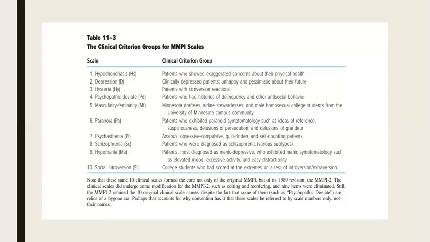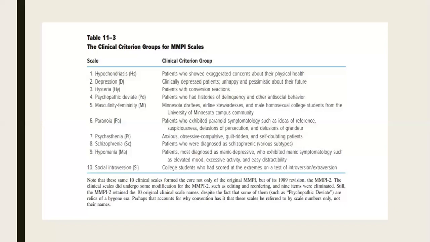And the fourth one is psychopathic. The fifth one is masculinity-femininity: Minnesota draftees, airline pilots, and male homosexual college students from the University of Minnesota campus community. The sixth one is paranoia: patients who exhibited paranoid symptomatology such as ideas of reference, suspiciousness, delusions of persecution, and delusions of grandeur. The seventh one is psychasthenia: anxious, obsessive-compulsive, guilt-ridden, and self-doubting patients.